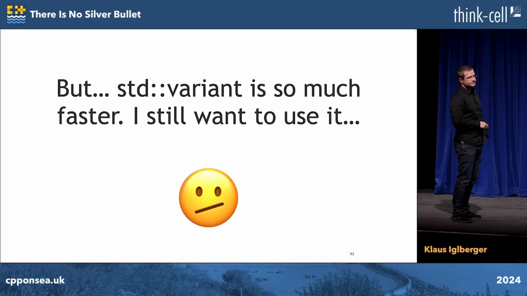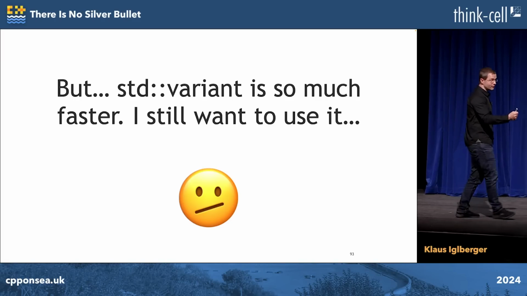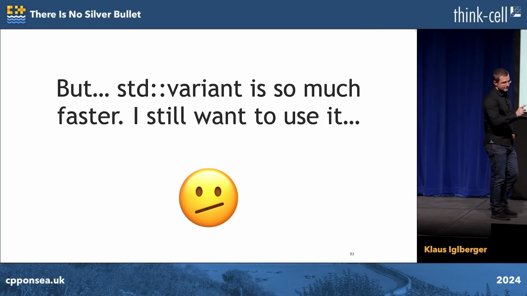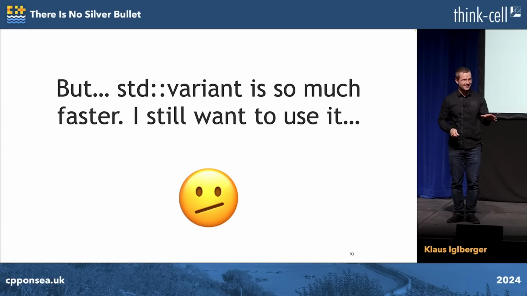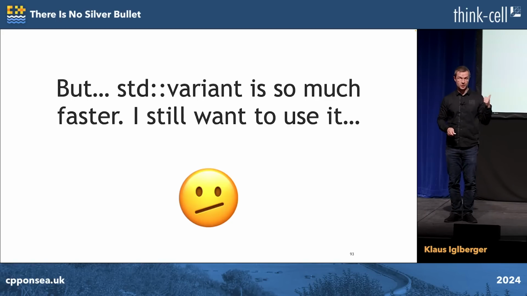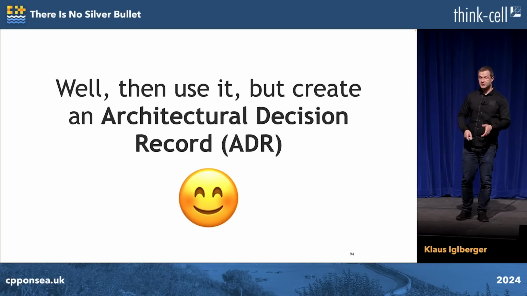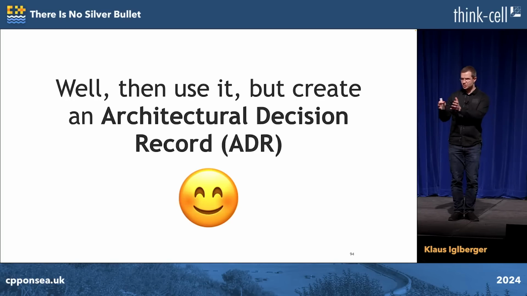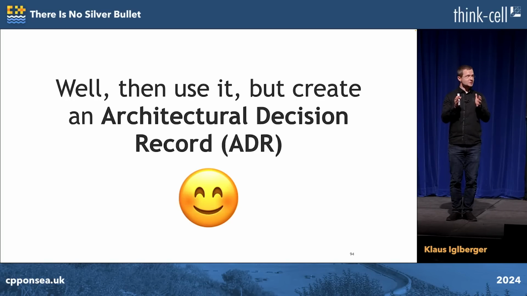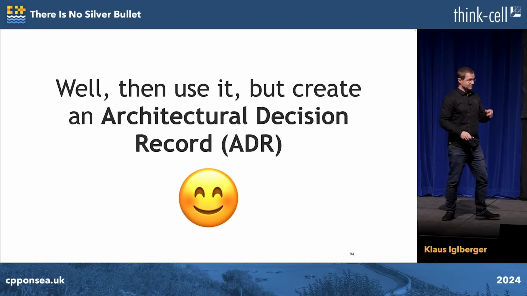Good. However, I know what you're thinking. Standard variant: I like it and it's so fast. I still want to use it. I never said you should not use it. No, I definitely didn't say that. I just said for this case here, it doesn't work. But you could still use it. But if you do so, then please create an architectural decision record. So write down why you did choose that, so that people later, the next generation of developers, know who to blame for that. That will help, definitely.